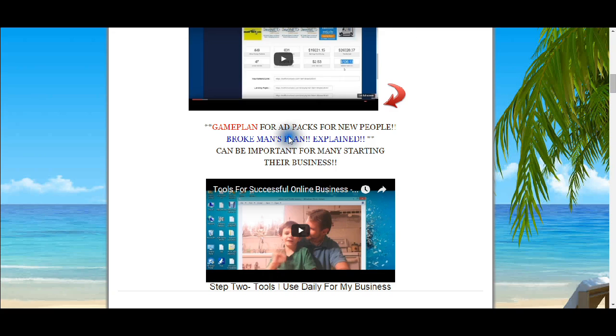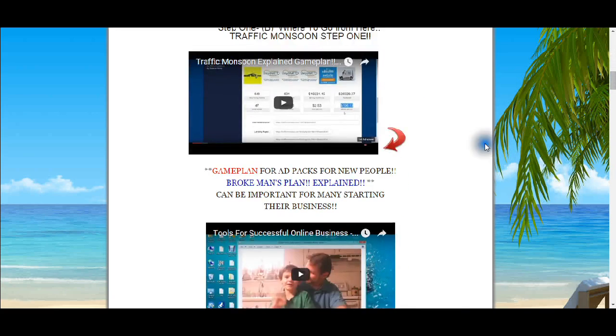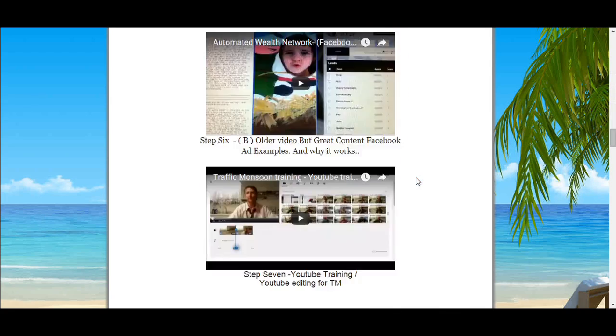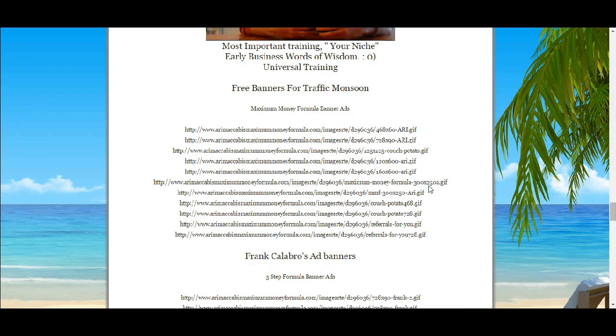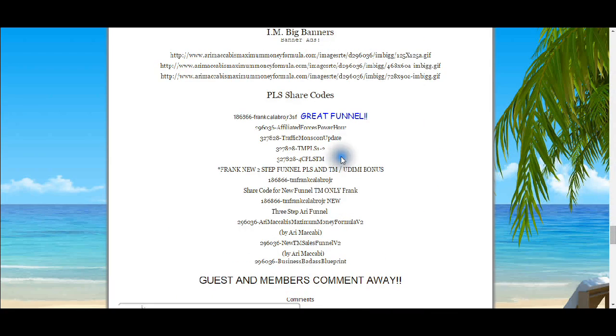I also have training pages. This first one right here on the training page, if you scroll down to here and look at the very first arrow with red writing, so it's got to be important, right? This is telling you about the game plan. I was just describing how to get more ad packs without buying $50 each. So that's the game plan right here. But there's some good training in here, and there's a lot about PLS and Traffic Monsoon. Here is banners for Traffic Monsoon. Some more banners I've collected, and these are share codes for Power Lead Systems.